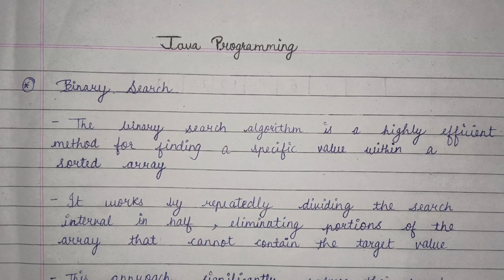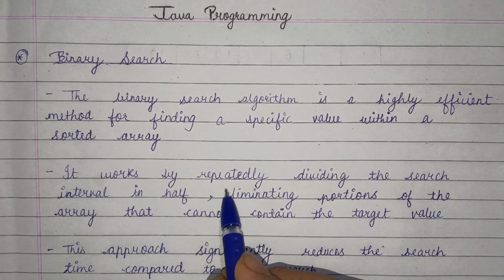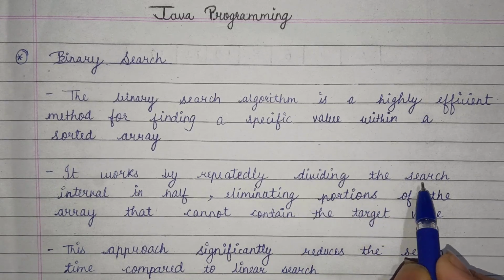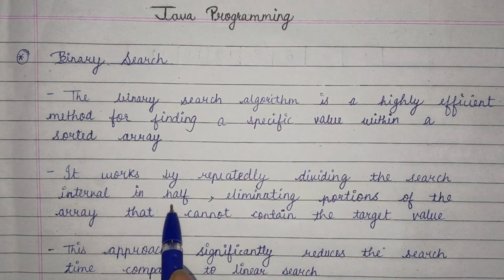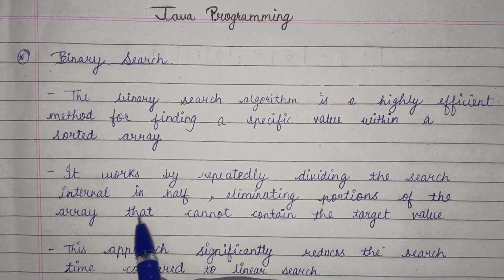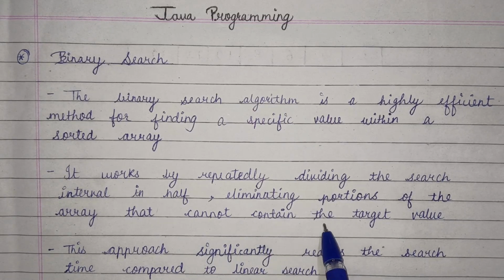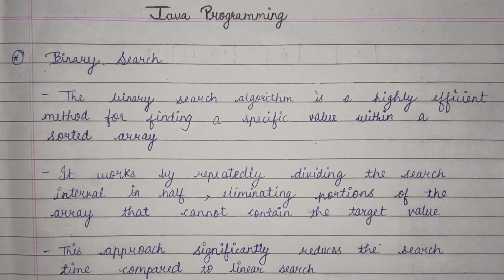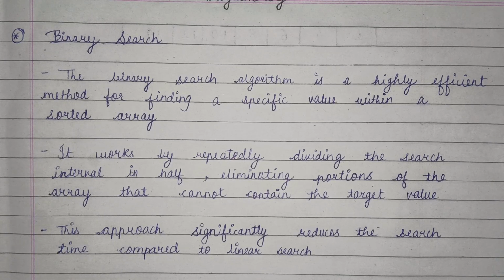but binary search is more efficient than linear search. So how is it efficient? Let's see further. It works by repeatedly dividing the search interval in half, eliminating portions of the array that cannot contain the target value. Okay, so we divide an array into two parts, the first part and the second part.